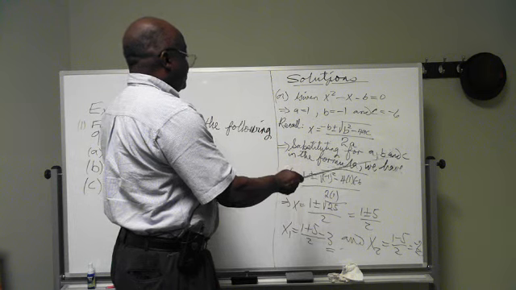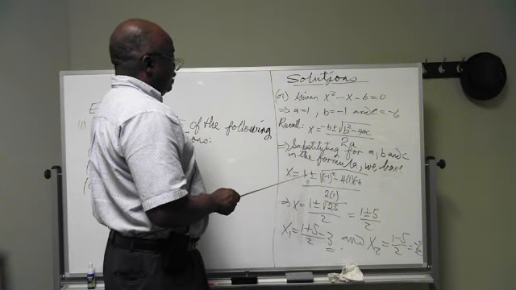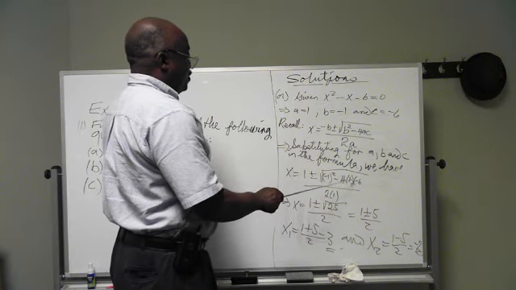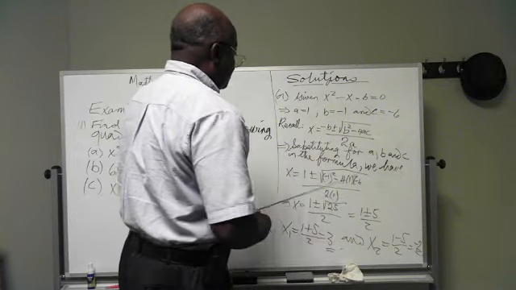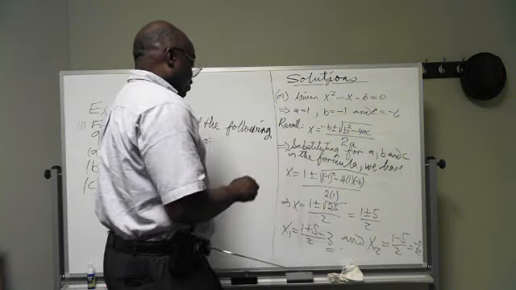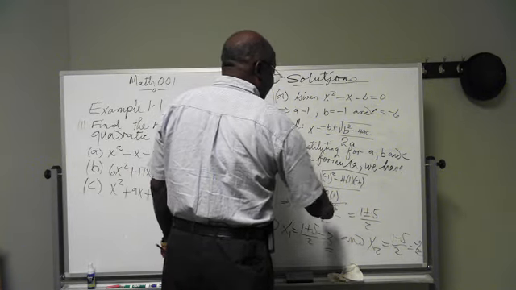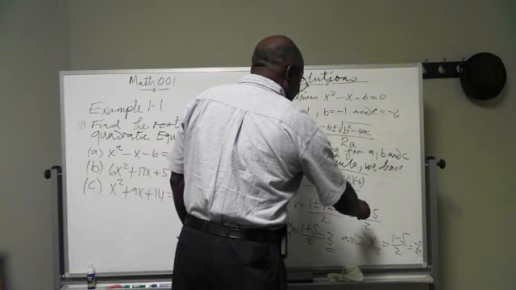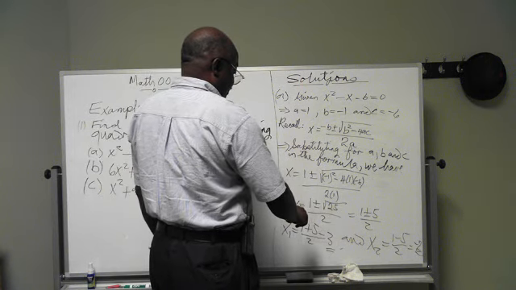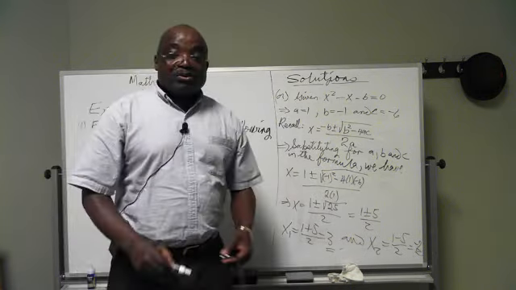Substituting for a, b, and c in the formula, we have x equals 1 plus or minus the square root of minus 1 all squared minus 4 into 1 into minus 6 all over 2 into 1, which implies x is equal to 1 plus or minus the square root of 25 all over 2, or 1 plus or minus 5 over 2, and x1 is equal to 1 plus 5 all over 2, which is equal to 3, and x2 is equal to 1 minus 5 all over 2, which is equal to minus 2.